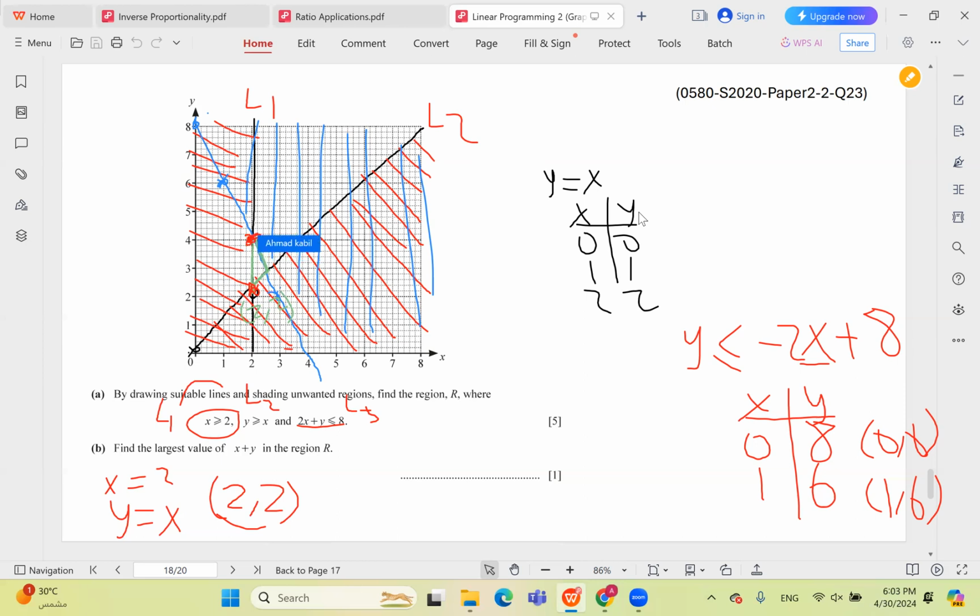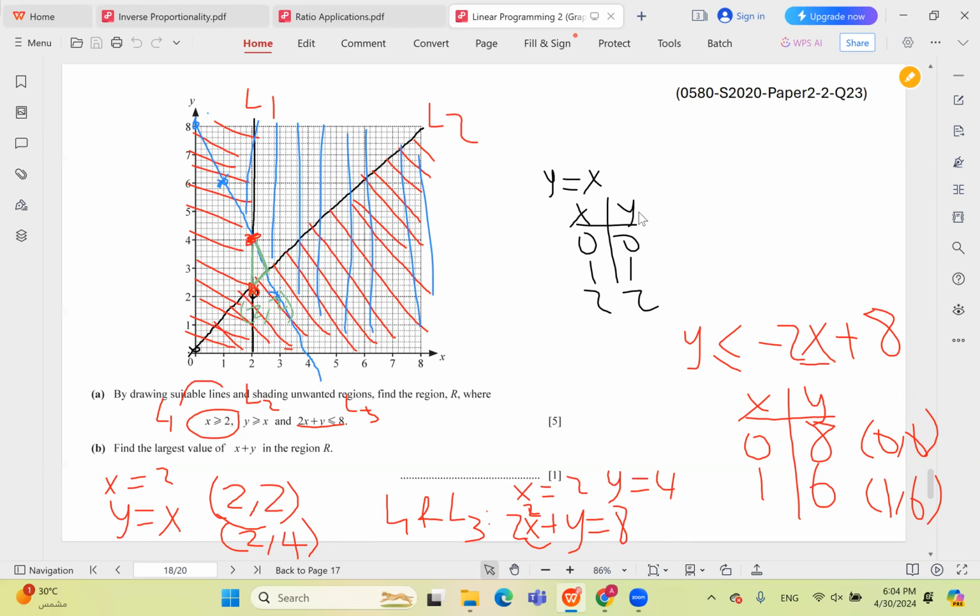So for L1 and L3, we just have x equals 2 and 2x plus y equals 8. We have to plug 2 into this part here. So 2 times 2 is 4. 4 plus y equals 8. So y has to be 4. So our other coordinate here is 2, 4.